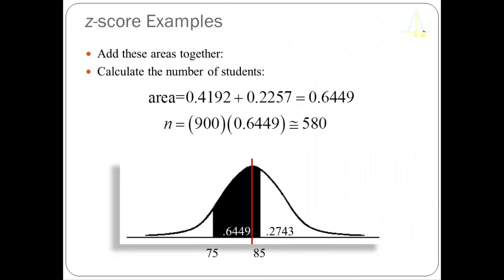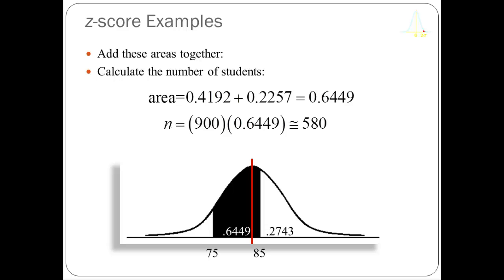Now it's pretty easy just to add those two areas together for the blackened area, and I find that from 75 to 85 lies approximately 0.6449 of the distribution. And like the problem before, I'll multiply that probability times 900 and discover that approximately 580 students had scores between 75 and 85.